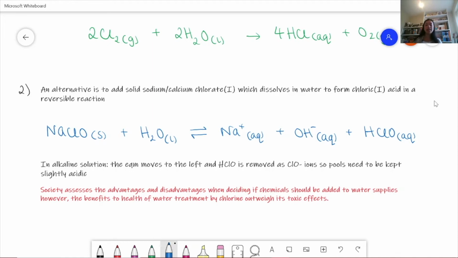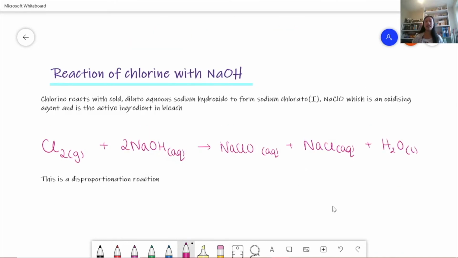Now, society assesses the advantages and disadvantages when deciding if chemicals should be added to water supplies. However, the benefits to health of water treatment by chlorine outweigh its toxic effects. So now we're going to discuss the reaction of chlorine with sodium hydroxide.